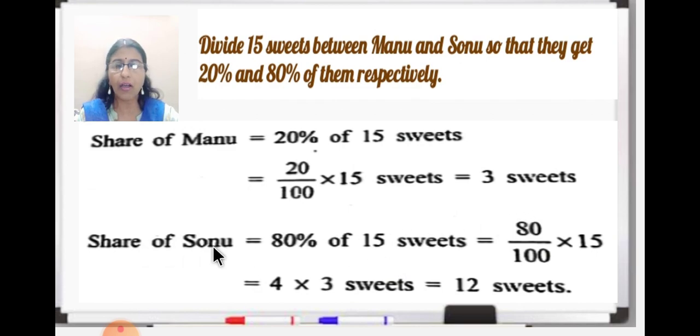Similarly, now share of Sonu also will find out. That is 80%, 80% of 15 sweets. So that is equal to 80 upon 100 into 15. And then we'll reduce. This 2 0 will be cut. Then we'll reduce this by 2. And then when you reduce here you will get 4. And then you can reduce this 2 also. So on reducing you will get 4 multiplied by 3, 4 into 3 and that is 12 sweets.